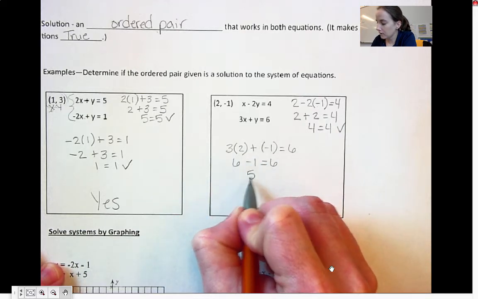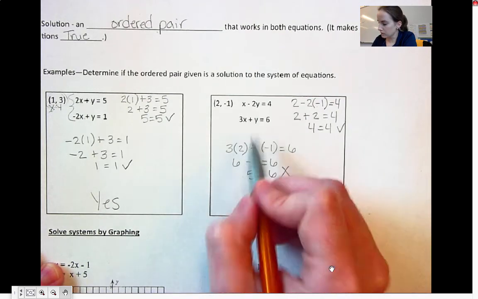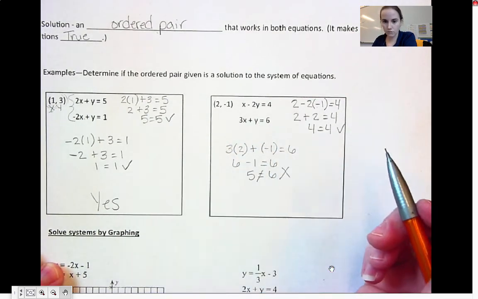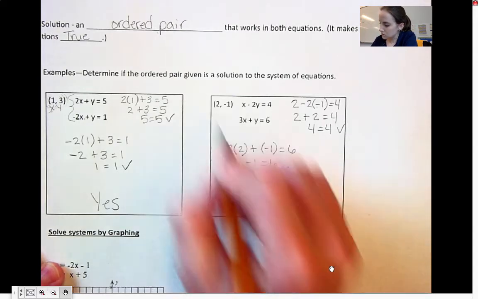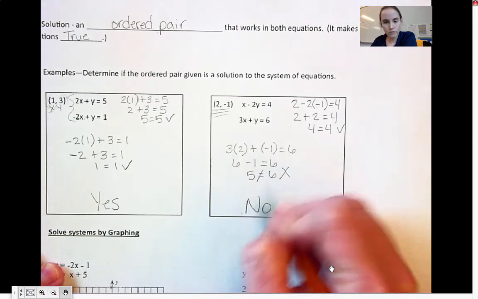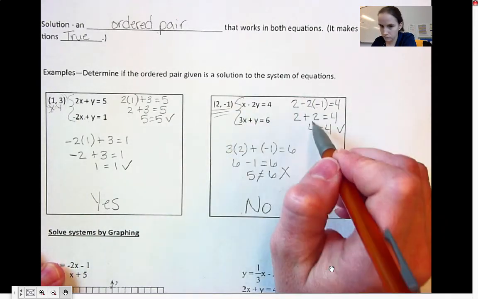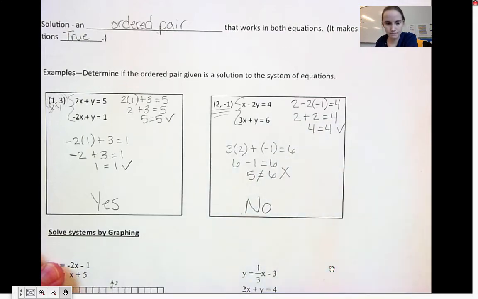Well, no, 5 does not equal 6. The second equation did not work out to be true. So this says, no, this ordered pair is not a solution for the whole system. It's only a solution for this one, but it's not for the entire system.